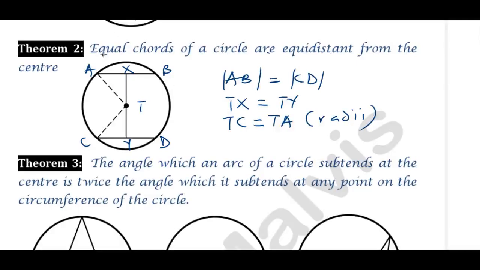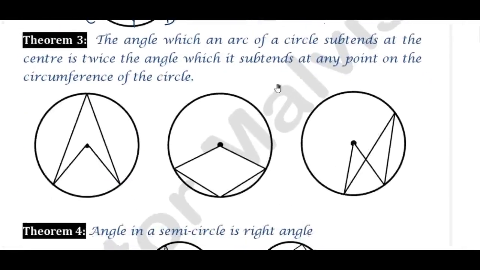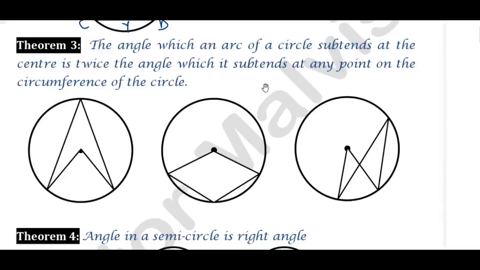So what this theorem is simply saying is that chords which are equidistant from the center of a circle are equal. So equal chords AB equals CD. Once these chords are equal in length, all right, they will also have the same distance from the center of a circle. That is the meaning of theorem 2. Let's move to theorem 3.